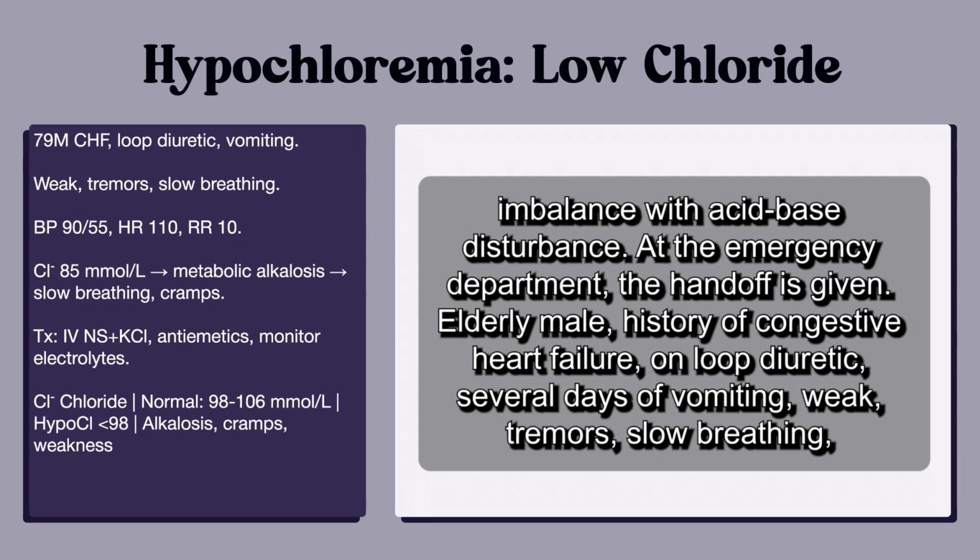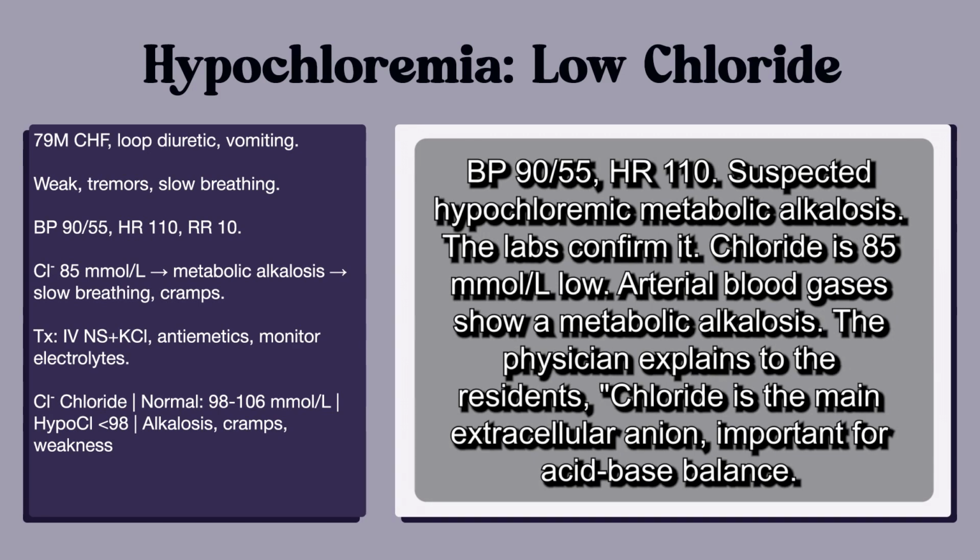At the emergency department, the handoff is given. Elderly male. History of congestive heart failure. On loop diuretic. Several days of vomiting. Weak, tremors, slow breathing. Blood pressure 90/55. Heart rate 110. Suspected hypochloremic metabolic alkalosis. The labs confirm it. Chloride is 85 millimoles per liter, low. Arterial blood gases show a metabolic alkalosis.